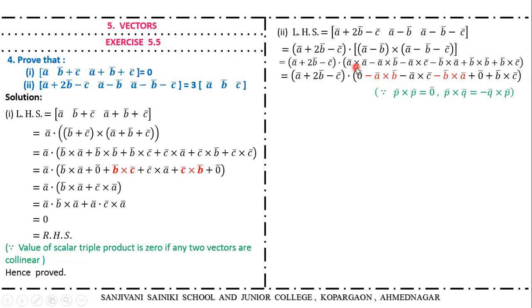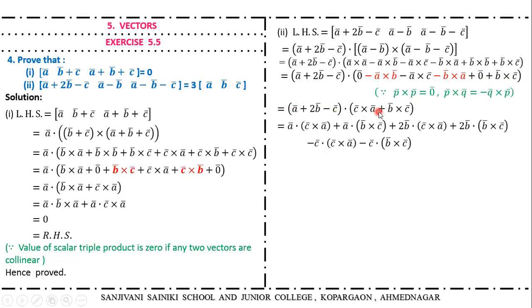Now the cross product of a vector with itself is 0. So A bar cross A bar is 0, B bar cross B bar is 0. Now this A bar cross B bar minus A bar cross B bar, and here it is minus B bar cross A bar. If I write it as A bar cross B bar, then it becomes plus. So these two terms will cancel each other. And what remains is A bar plus 2B bar minus C bar dot C bar cross A bar plus B bar cross C bar. Now we will take the dot product of each vector with these two vectors.